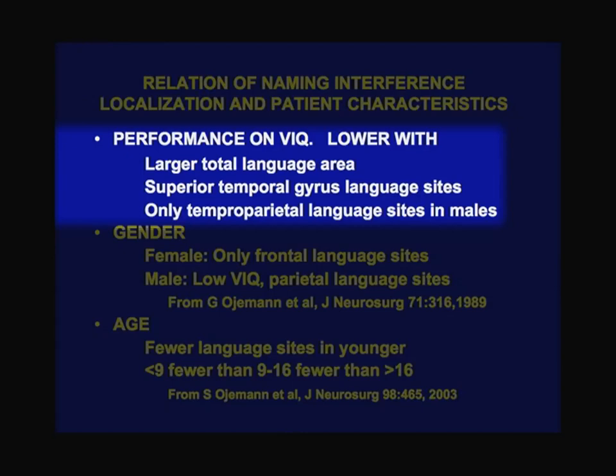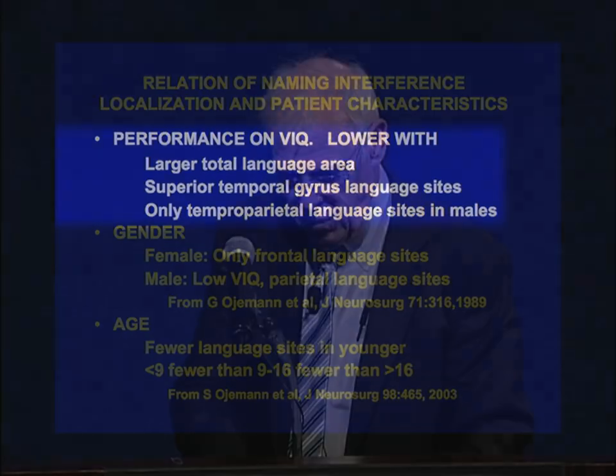And we found that there were somewhat larger total language areas in those with lower verbal IQs. And rather specifically, if we got naming sites in the superior temporal gyrus, the patient was more likely to have had a lower verbal IQ. Well, that was a neat hit, a neat suggestion that maybe there was a functional relationship between some function that affects how the patient might live, and these patterns of language localization that we were identifying.